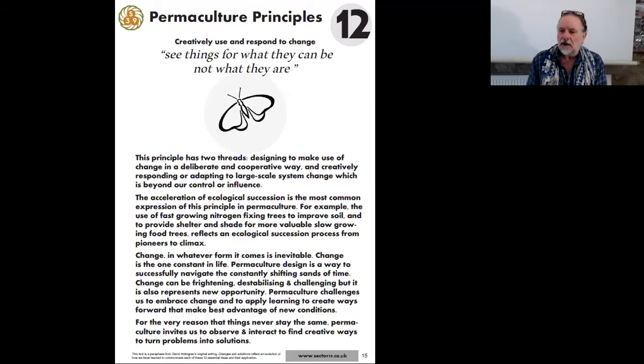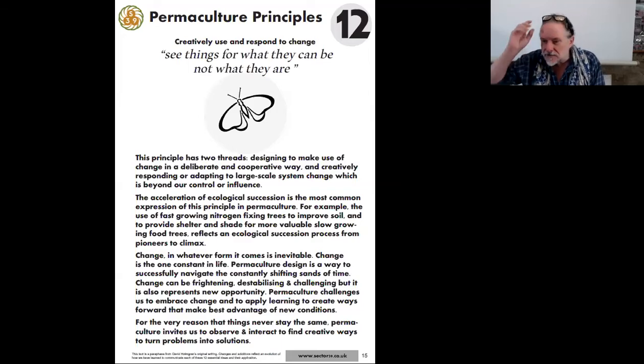Change, whatever form it comes, is inevitable. Change is the one constant in life. Permaculture design is a way to successfully navigate the constantly shifting sands of time. Change can be frightening, destabilizing, and challenging, but it also represents a new opportunity. And again, it's challenging to do that, but think even with things like the terrifying things that are going on in the world at the moment, they still represent enormous changes that we can somehow interact with and perhaps flip into some kind of an opportunity.